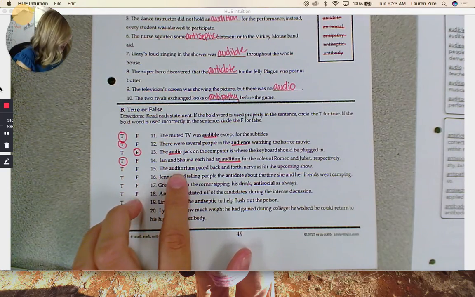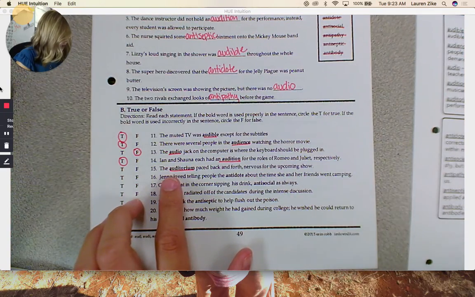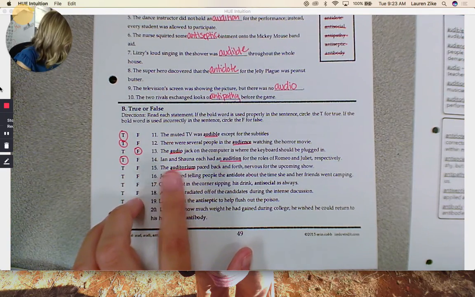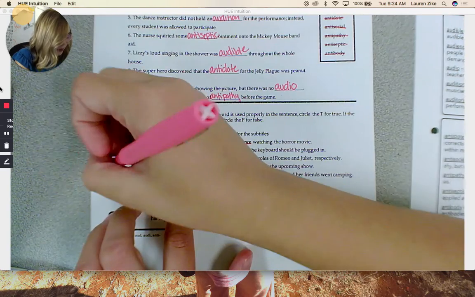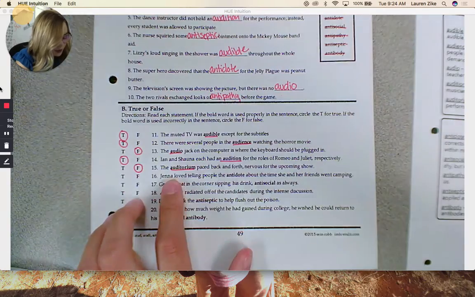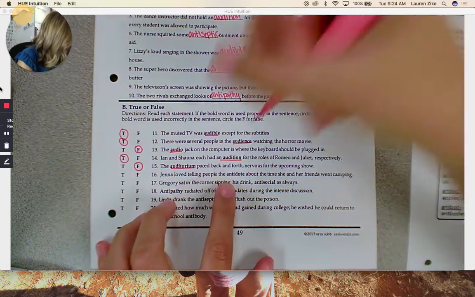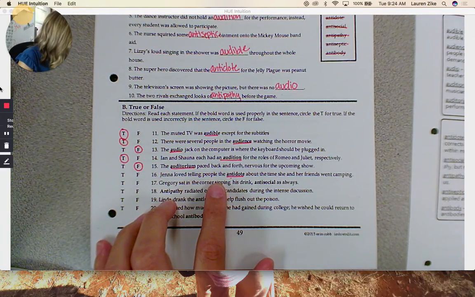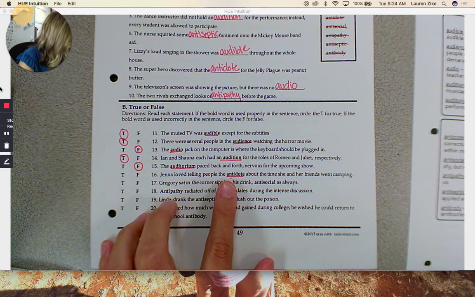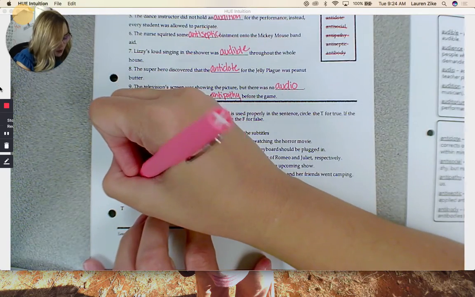Number 15, the auditorium paced back and forth, nervous for the upcoming show. Well, an auditorium is a place. It's a large room, so an auditorium can't pace back and forth. So that word is not used correctly. Number 16, Jenna loved telling people the antidote about the time she and her friends went camping. Well, an antidote is like what you use after a snake bite to stop the venom. So that doesn't really make sense. So that word is not used correctly.